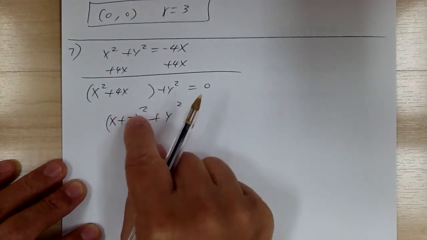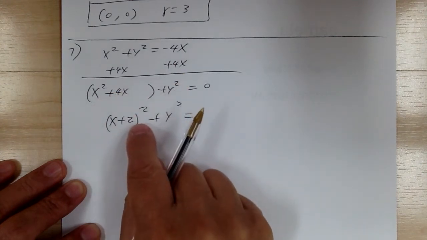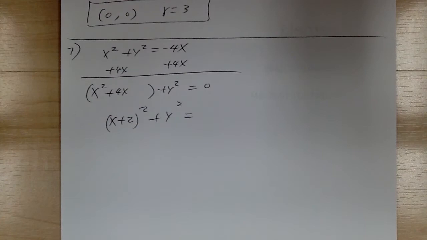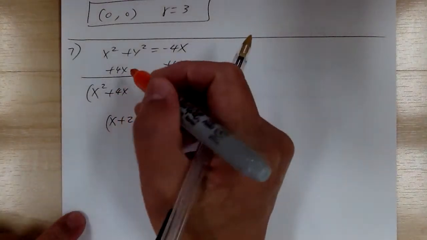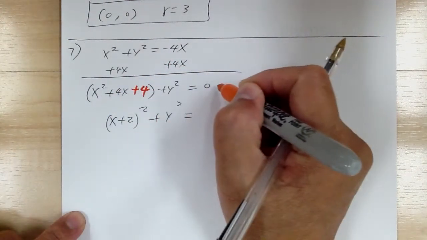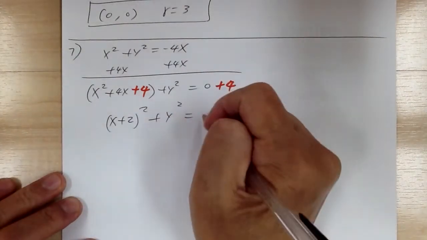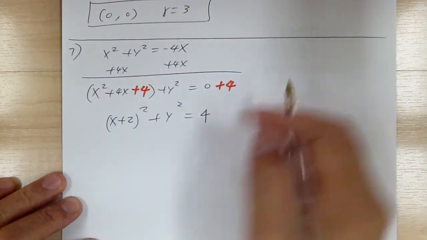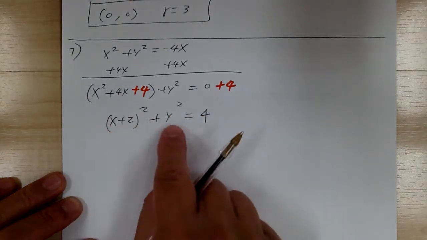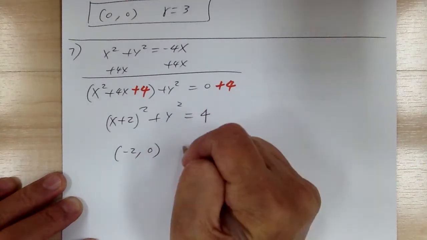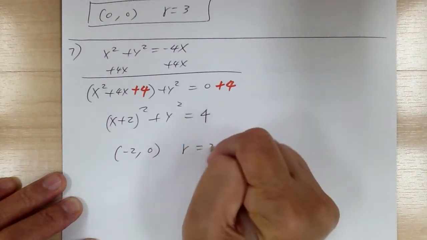Again, this is always half of that. In order to make this a perfect square, you need to add 4 over here. So you need to add 4 on this side, therefore you end up equal to 4. Once you complete the square for the x and the y, you can find your center. It's going to be (−2, 0), and the radius is equal to 2.